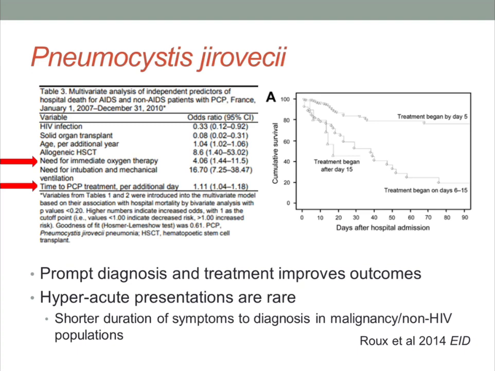And it is important to know that, while hyperacute, where the patient is just sitting there fine and then is in the ICU 12 hours later, that's not likely PJP. But a patient who doesn't have HIV can present with a shorter duration of symptoms, a few days, a week, not necessarily the months or weeks that you see sometimes in HIV.